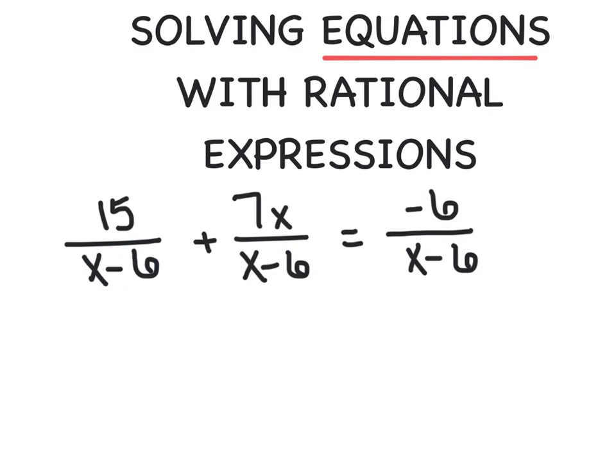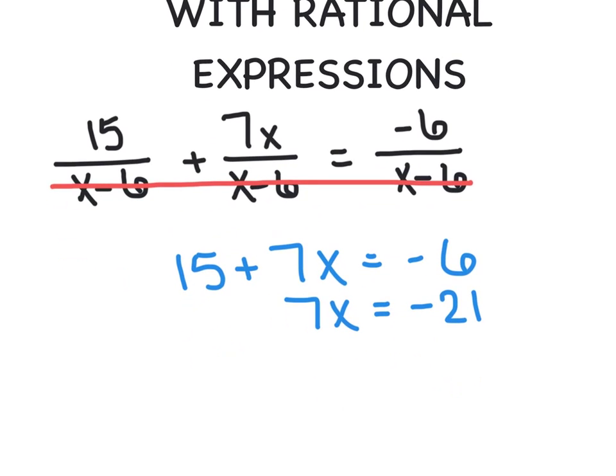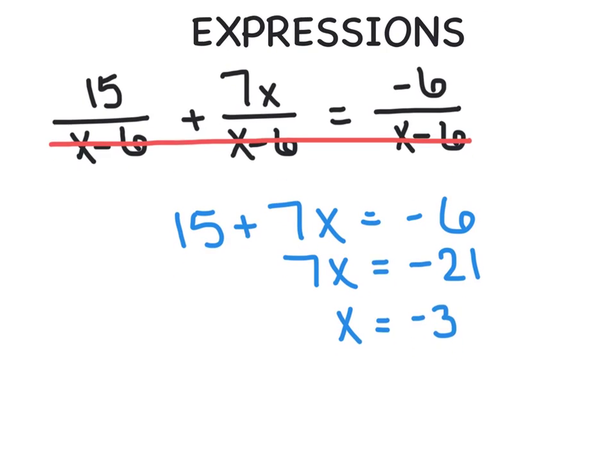So what that allows us to do is you could literally cross them off, ignore them, and say to yourself, by golly, 15 plus 7x has to equal negative 6. 7x has got to equal negative 21 if I subtract the 15 over. And last but not least, x equals negative 3. And that's a keeper.